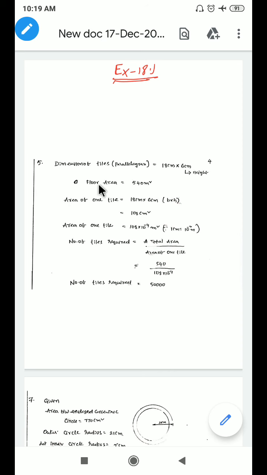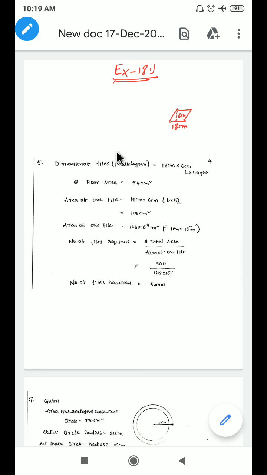A flooring tile has the shape of a parallelogram whose base is 18 centimeter and corresponding height is 6 centimeter. Suppose this is the tile, the shape of a parallelogram. So the base of this parallelogram tile is 18 centimeter and height is 6 centimeter. You have to cover some area with these tiles. So at first, what to do, you have to find out the area of these tiles.